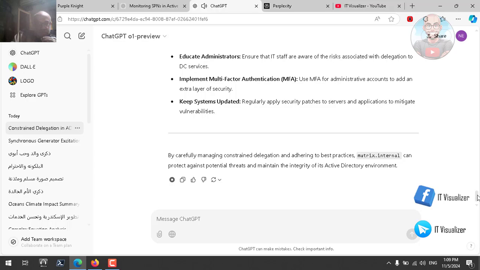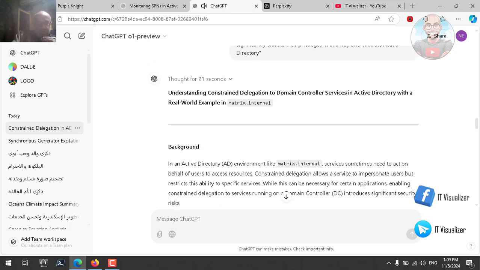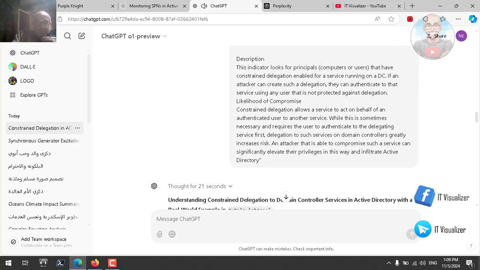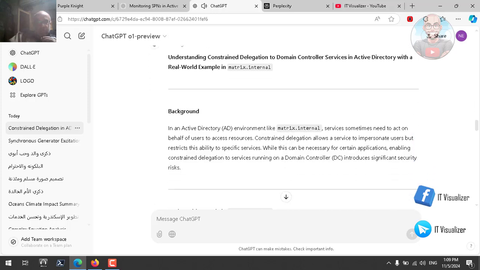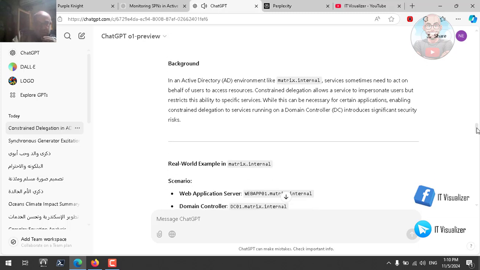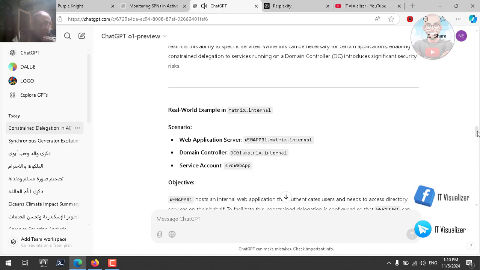Understanding constrained delegation to domain controller services in Active Directory, with a real-world example in Matrix.internal. Background: in an Active Directory (AD) environment like Matrix.internal, services sometimes need to act on behalf of users to access resources. Constrained delegation allows a service to impersonate users, but restricts this ability to specific services. While this can be necessary for certain applications, enabling constrained delegation to services running on a domain controller (DC) introduces significant security risks. Real-world example in Matrix.internal.